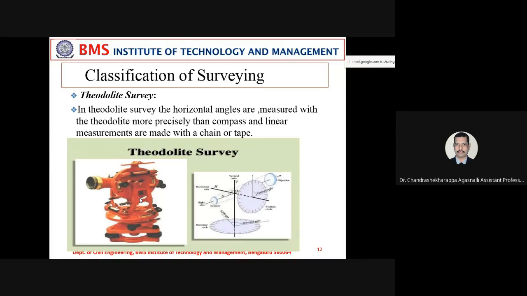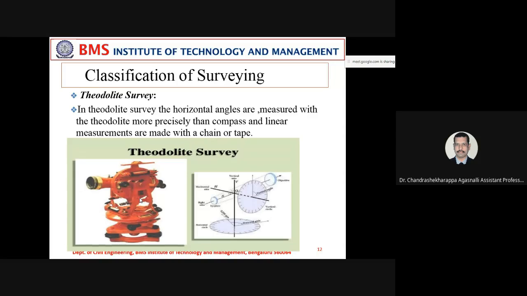This is the first instrument after the revolution of the compass and chain survey, tape survey. The next immediate instrument to come into the market is called the theodolite. It gives you the horizontal angles, measured more precisely than with the compass, linear measurement, and the tape survey.